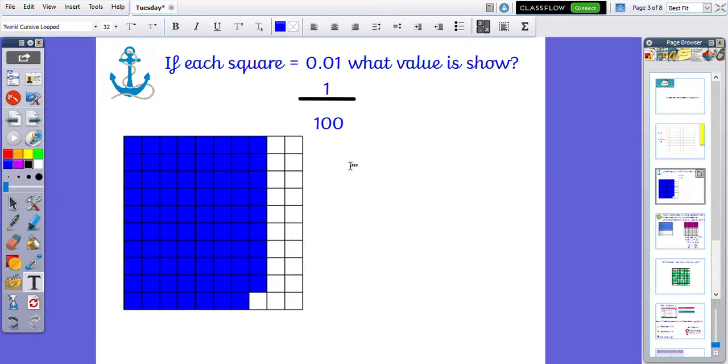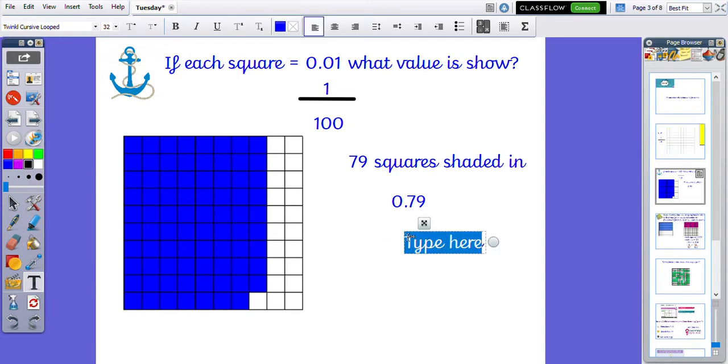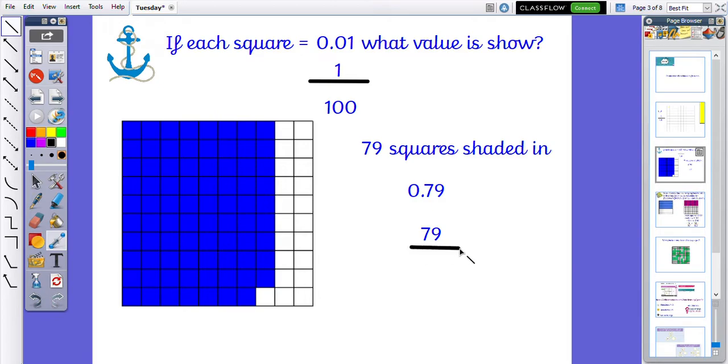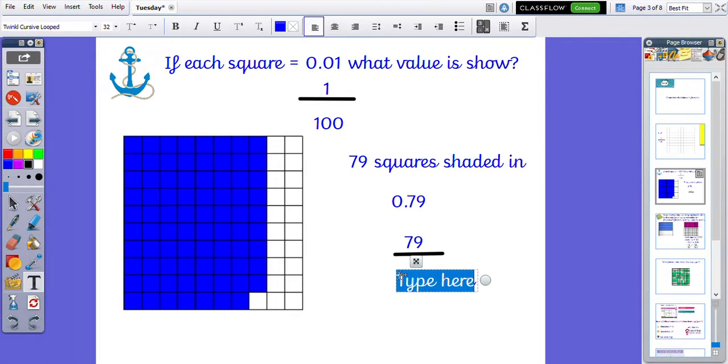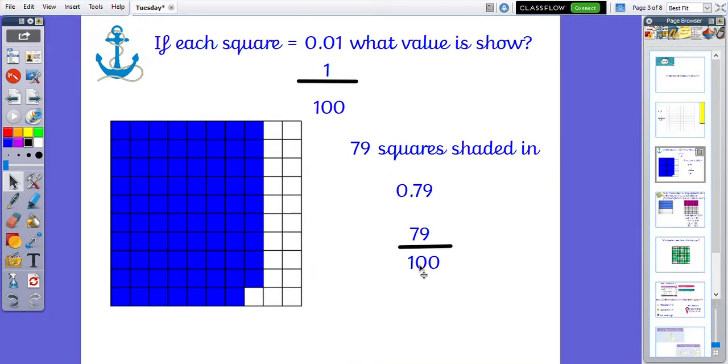Okay, so you should have found out that 79 squares were shaded in. So that would mean that we have 0.79 or 79 over 100. Okay, you got that right, well done. If not, let's keep going and have a go.